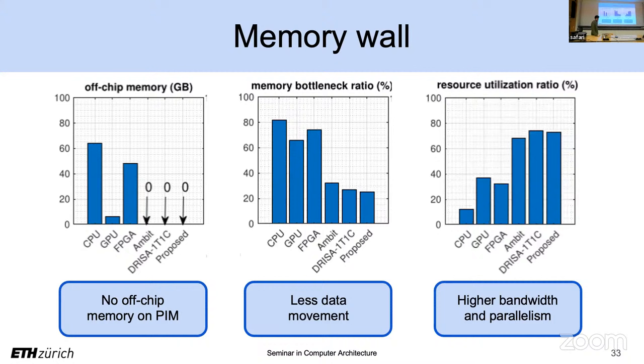And the resource utilization ratio. So PIM is also massively better because of higher bandwidth, the inner bandwidth of the DRAM, and the parallelism. You see also that the proposed one is not much better than the other one in this case. It has approximately the same utilization ratio.